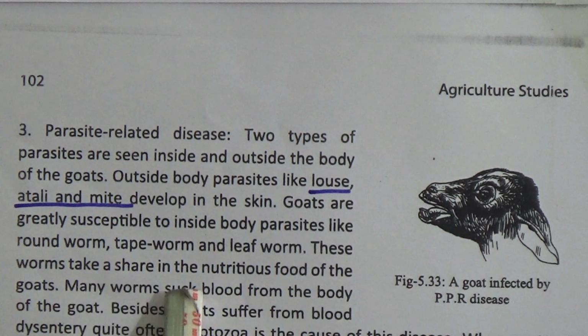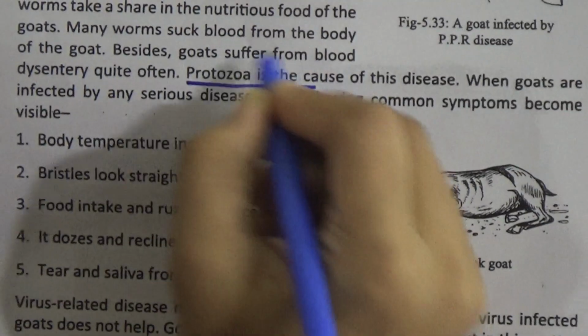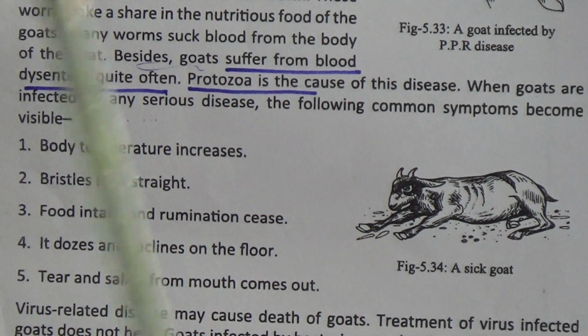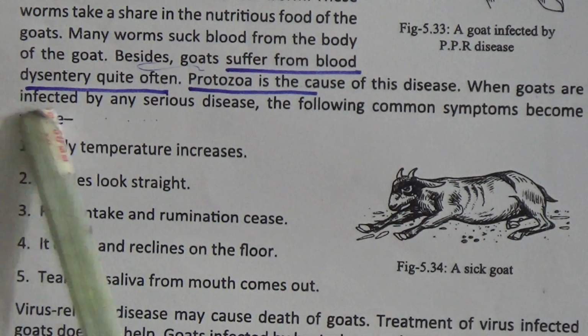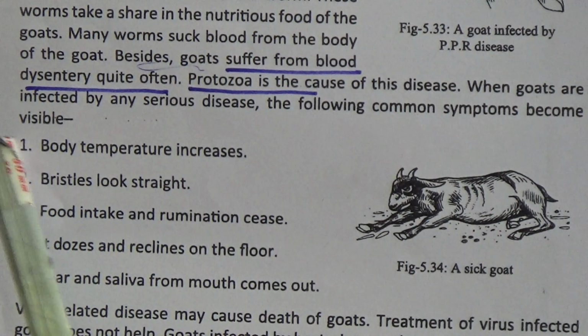These worms take a share in the nutritious food of the goats. Many worms suck blood from the body of the goats. Besides, goats suffer from blood dysentery quite often. Protozoa is the cause of this disease. So because of protozoa, blood dysentery happens. When goats are infected by any serious disease, the following common symptoms become visible.